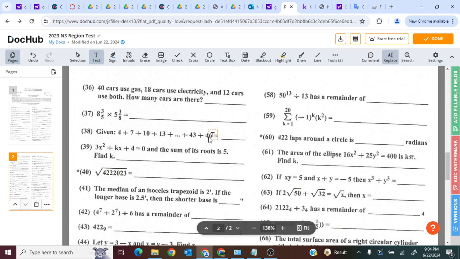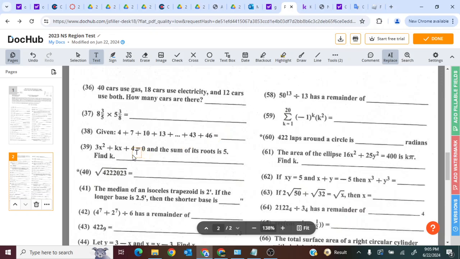Okay, this is another series. Add these up. 50. Find the number of terms. 46 minus 4 is 42. Divided by 3 is 14. Add 1. There are 15 terms. 50 over 2 is 25. 25 times 15. A bit weird, but 375. 25 times 1 times 3 over 2, if you want to think of it that way.